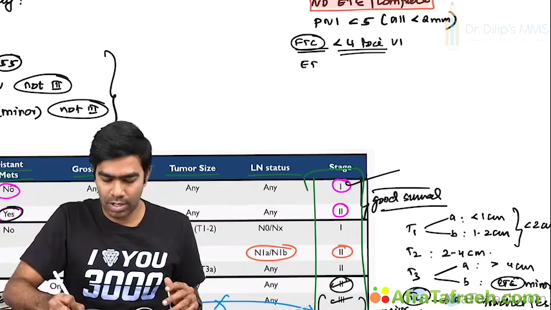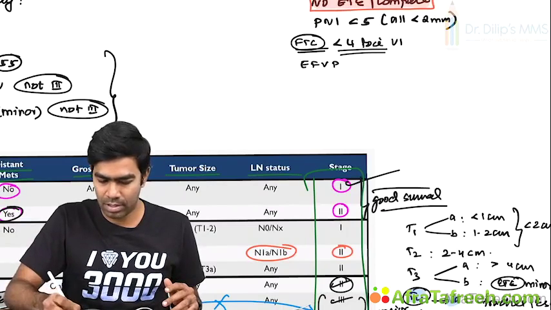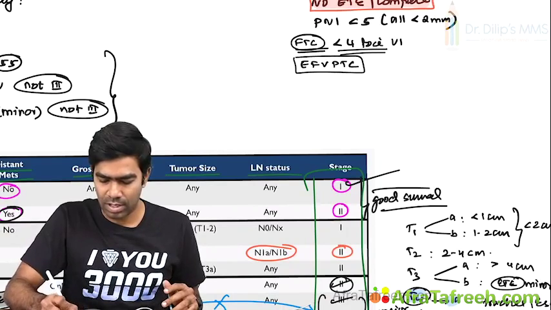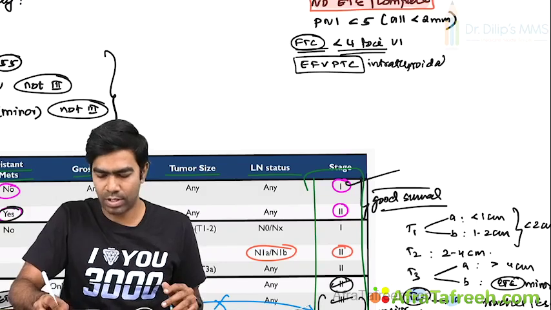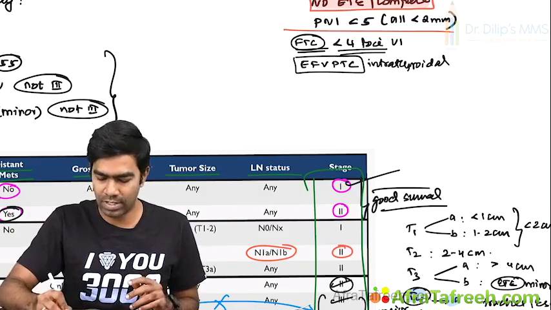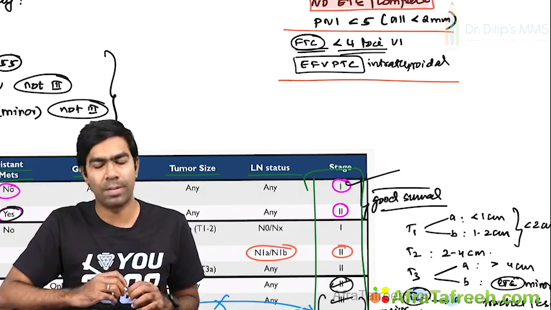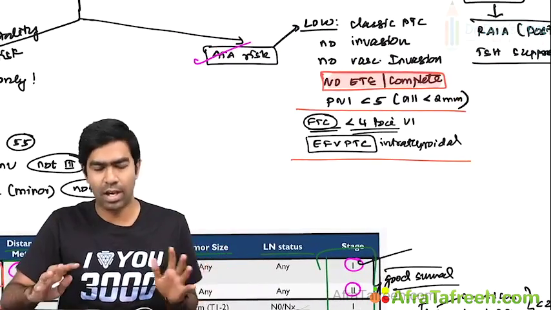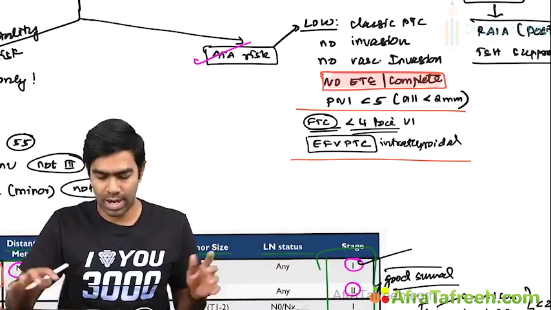And a variant called EFV PTC, isn't it? The intrathyroidal EFV. As long as it's intrathyroidal, there is no extrathyroidal extension, this will again come as a low risk only. So this is for FTC and its variants. Clear? Fine. So these are the ATA low risk category.